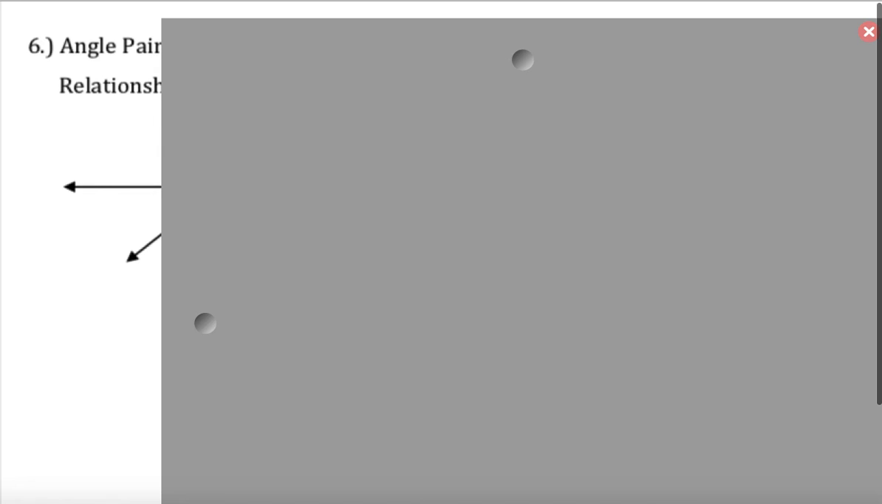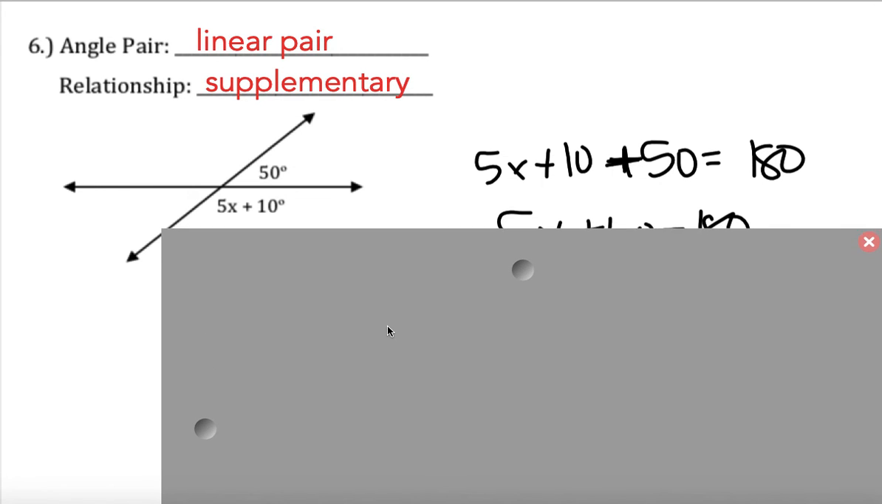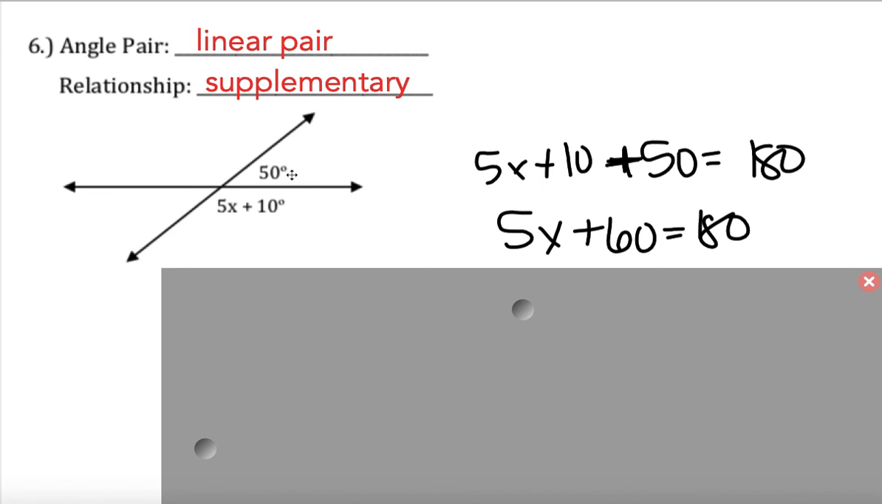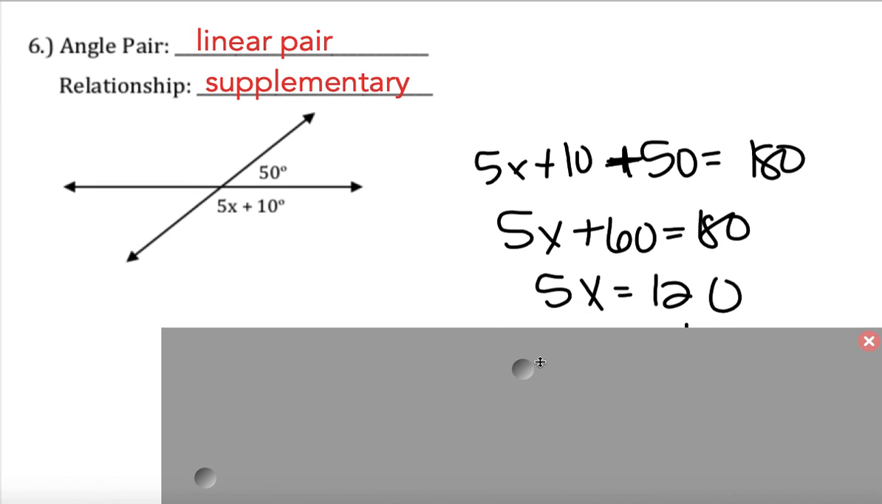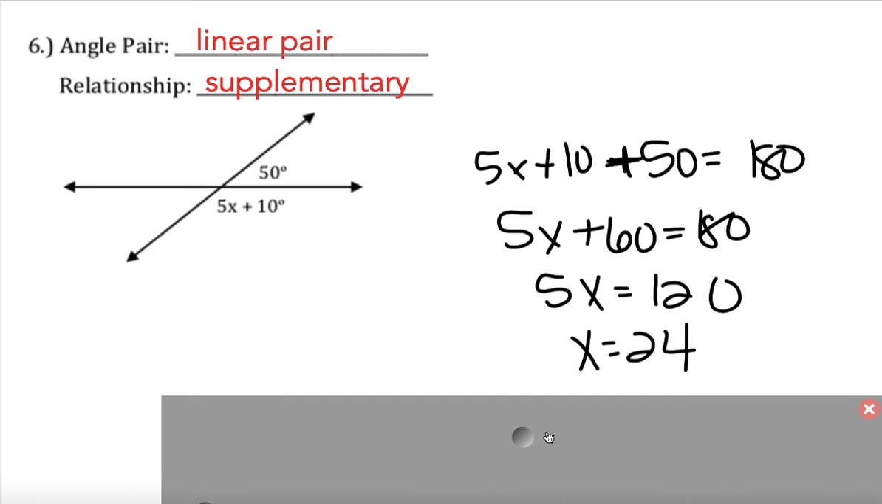And on example 6, we have a linear pair that are supplementary. So again, we have to add both chunks together and set it equal to 180. So we have 5x plus 10 plus 50. Combine like terms, 10 and 50 make 60. Subtract 60 from both sides. Divide both sides by 5. And our final answer here is 24. This concludes Section 8 notes.